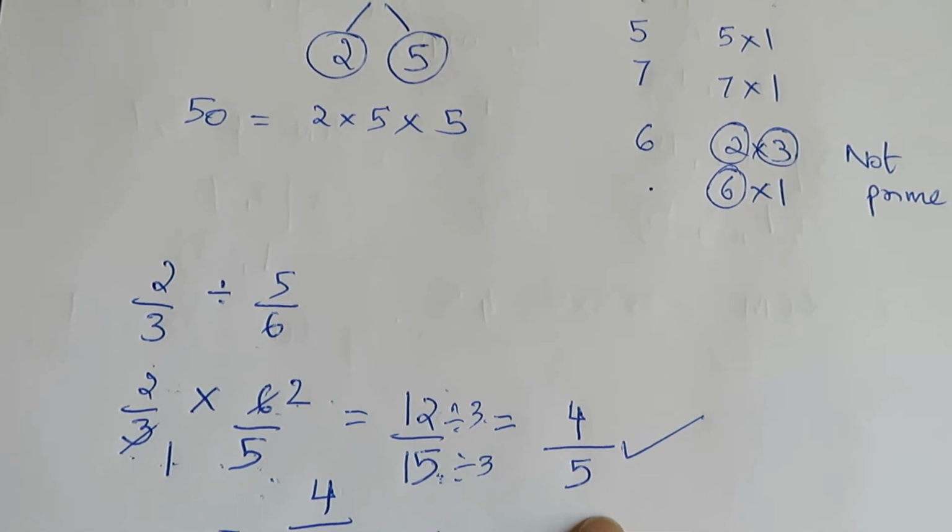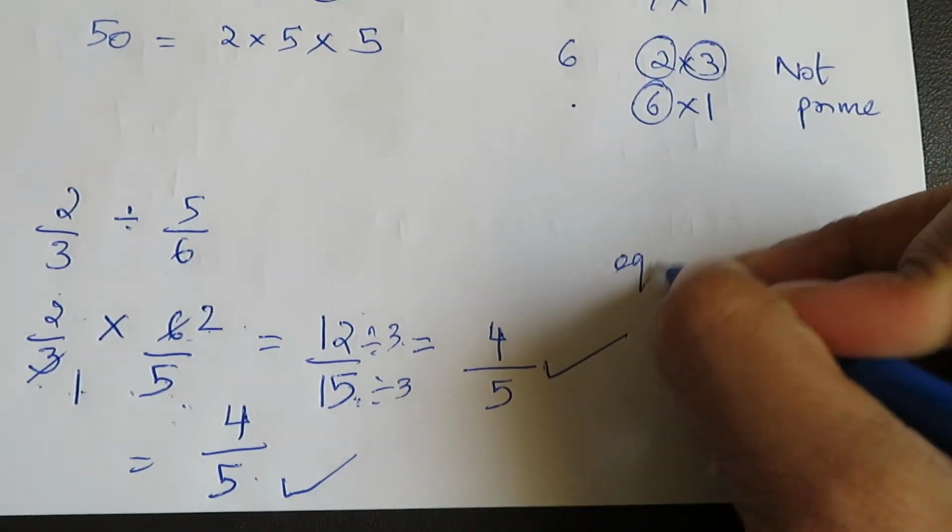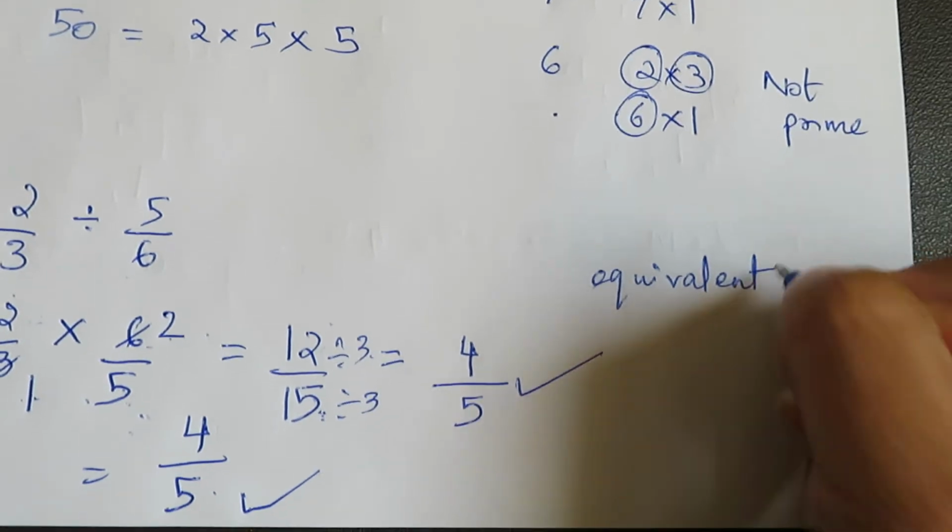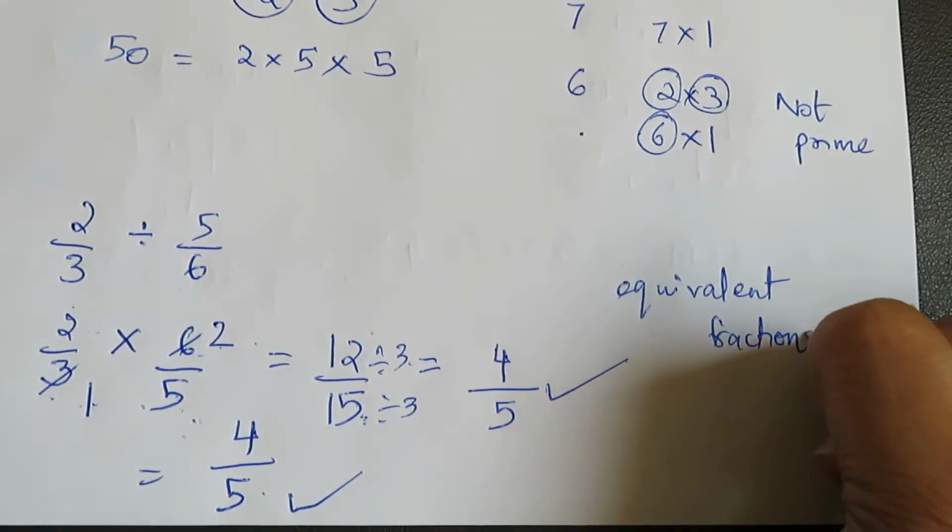These are known as equivalent fractions. Okay, these are all equal. They are all the same thing. You call them equivalent fractions.